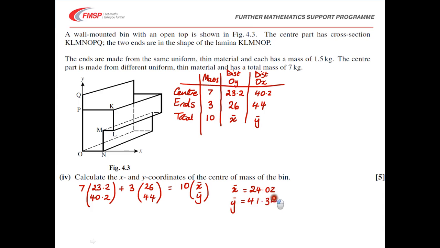So I think that's a really nice question for highlighting how differently objects behave depending on whether they are laminae or whether they're modelled by rods, etc.